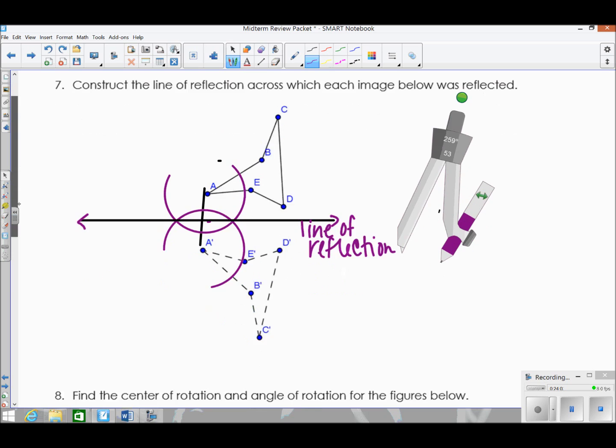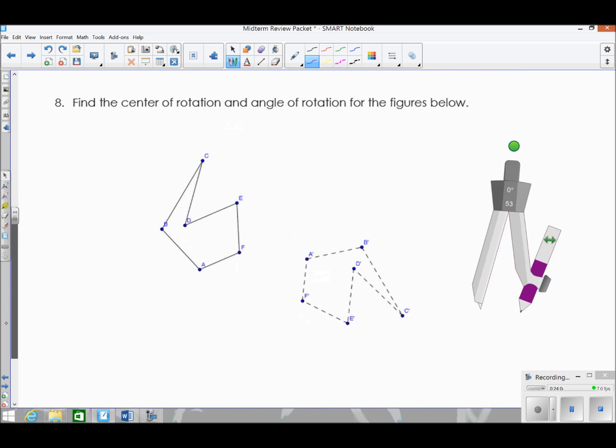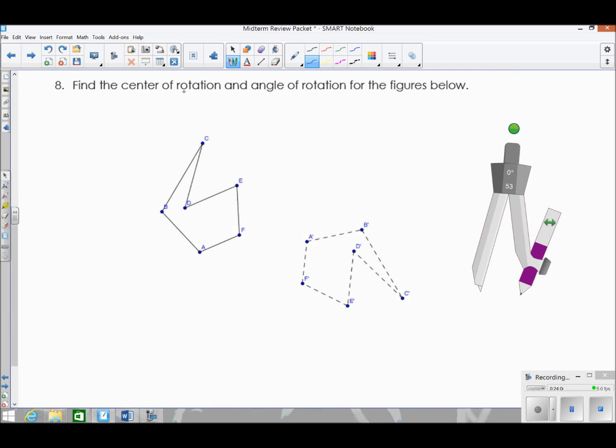So the last example is, whenever you have a rotation, so these two figures have been rotated and you want to find the center of rotation. Again, the center of rotation always has to be equidistant from every pair of points. So you're going to start off with being equidistant from one pair of points. If I want to find equidistant from this pair of points, I'm going to construct the perpendicular bisector.